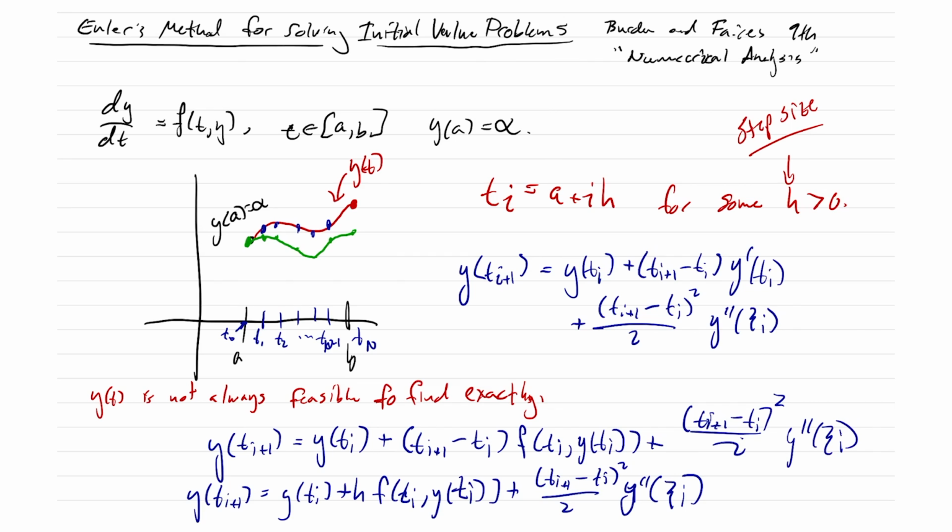Okay, so what do we have at this point? Well, this guy is more or less going to form our Euler's method. We can get a guess at what this guy is by only using this portion and ignoring the remainder formula.